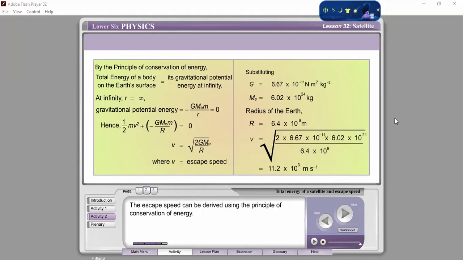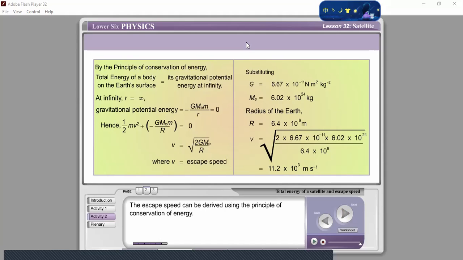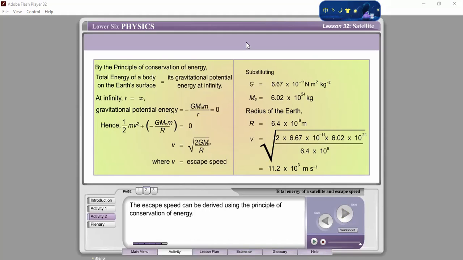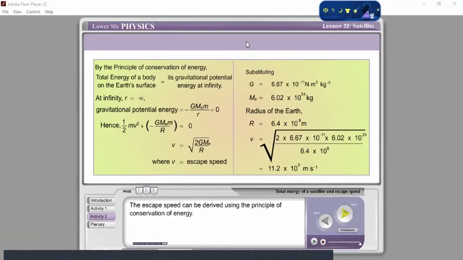Okay, now we look at here. If we wish to throw a stone from the surface of the Earth, we need to throw it with a speed of 11.2 times 10 to the power 3 m s negative 1. So this means that the speed is quite fast. Compared to a car, the speed limit on the highway is 110 kilometers per hour, which is just around 33 m s negative 1.